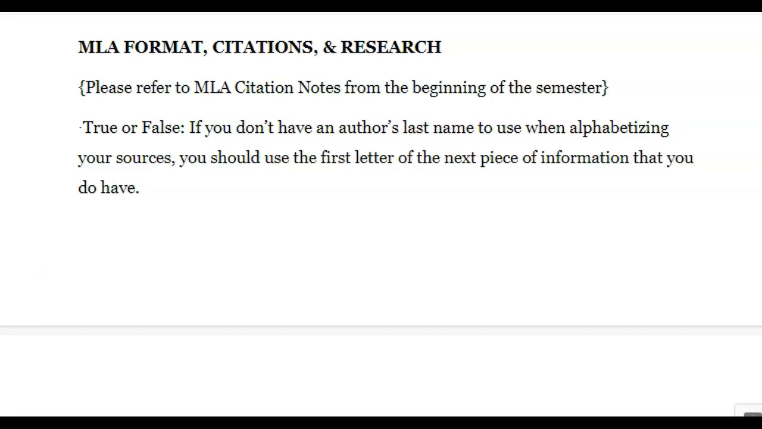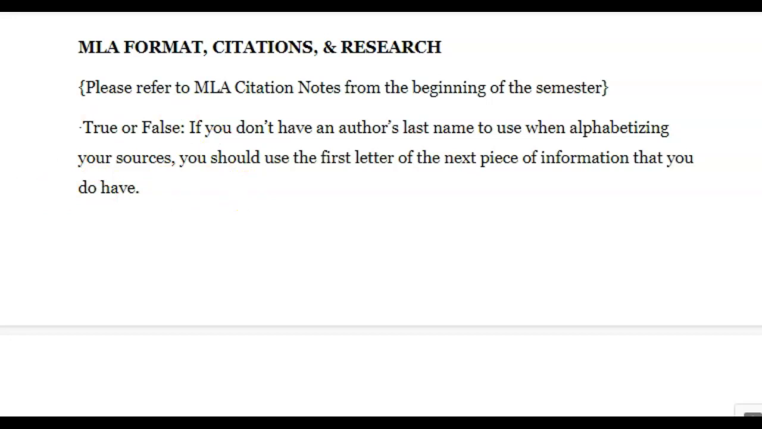So again, MLA stands for Modern Language Association. And remember, I will be asking you some questions about MLA on your test. Make sure you know what a works cited page is. Make sure that you know what in-text citations are, also known as parenthetical citations. True or false? Let me cover these right here.